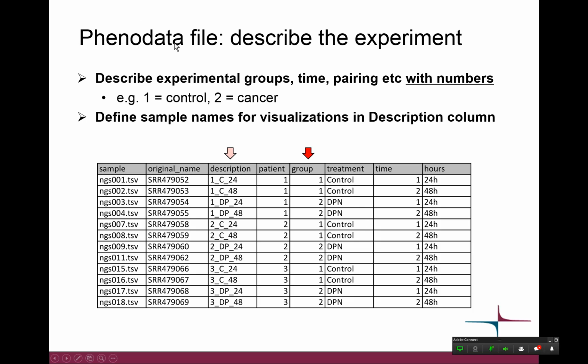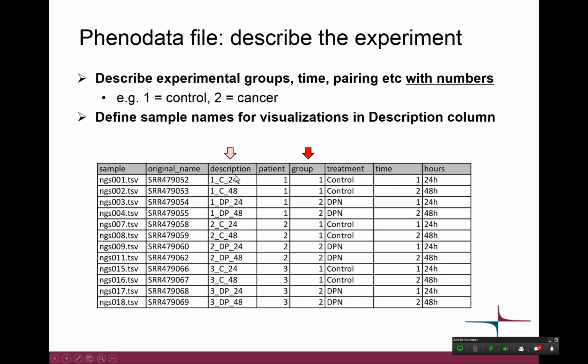The Phenodata file is the place in Chipster where you describe your experimental setup. Otherwise, Chipster has no idea which samples are control samples, which are treatment samples, or whatever. So this is where it happens. It's essentially just a table. It's created automatically. It has certain columns by default, but you can add more.